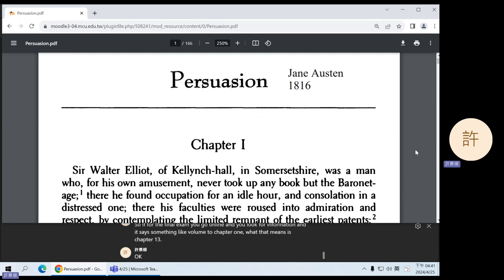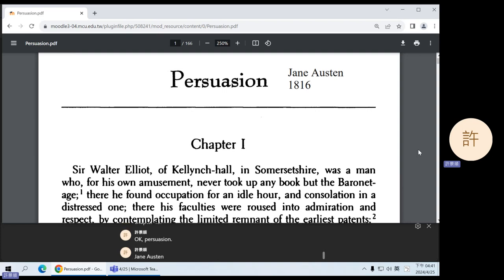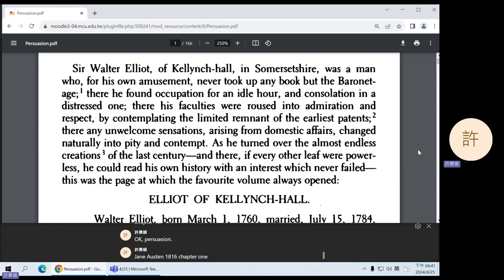Okay, Persuasion, Jane Austen, 1816, chapter 1. Sir Walter Elliot of Kellynch Hall in Somersetshire. So we have a dude. He is part of the aristocracy. Sir, right? 绅士.